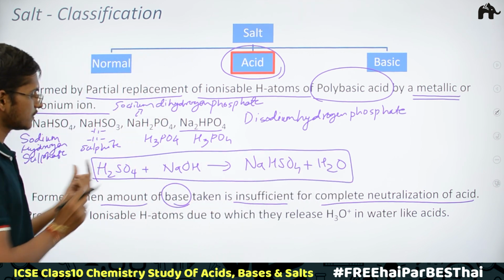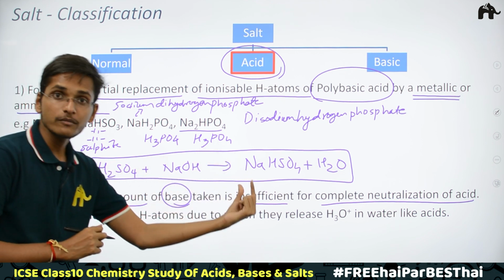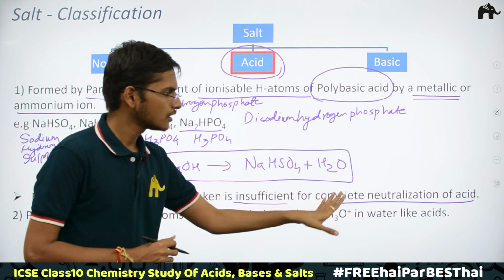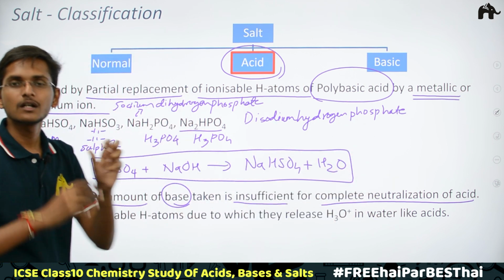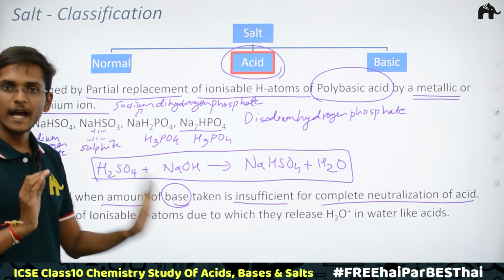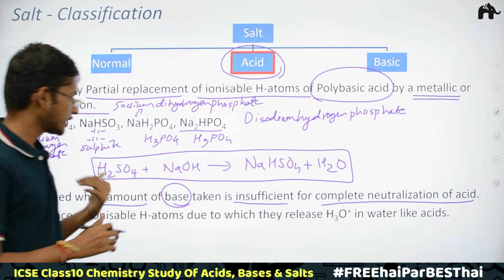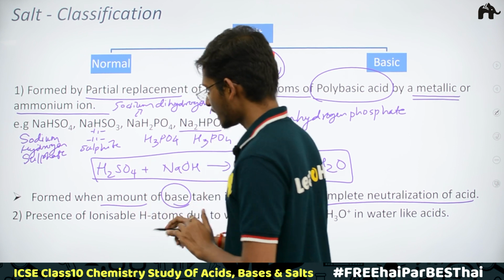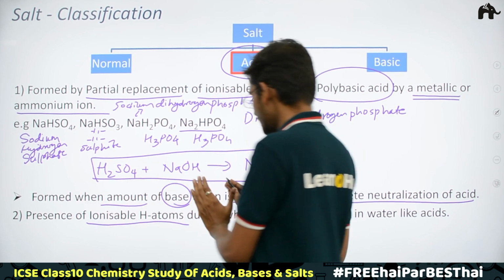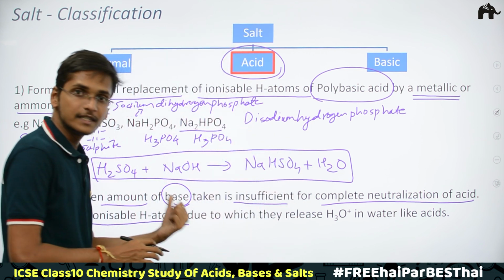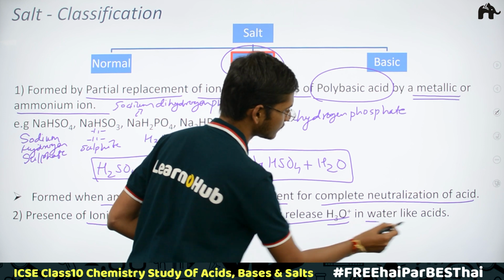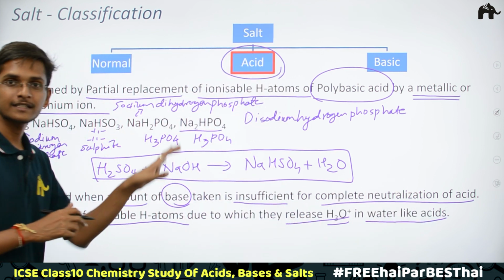What is a neutralization reaction? The reaction of an acid and a base to form salt and water. This is called neutralization. But in this case, complete neutralization of an acid simply means complete replacement of the ionizable hydrogen atoms of the acid. Now moving ahead, these acid salts have ionizable hydrogen atoms, and because of these ionizable hydrogen atoms, they release hydronium ions in water like acids.